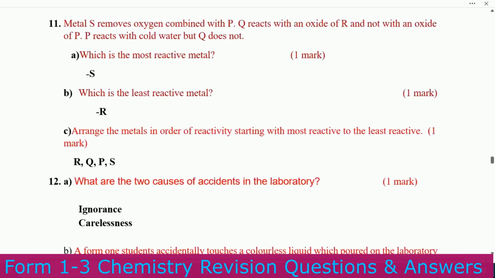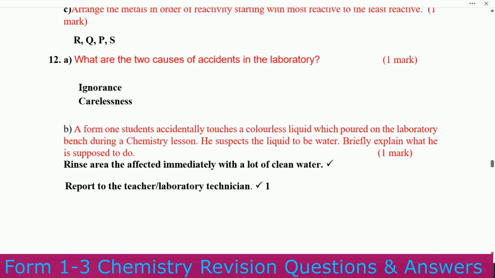So arranging them according to order of reactivity, so R, Q, P, S. Number 12. What are the 2 causes of accident in laboratory? What causes accident in a laboratory? Number 1 is ignorance, and number 2 is carelessness.